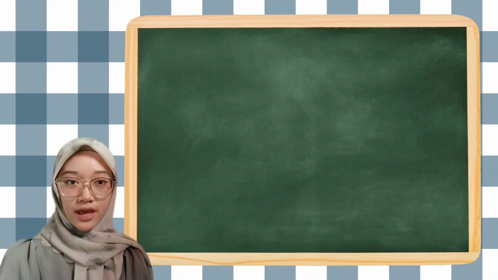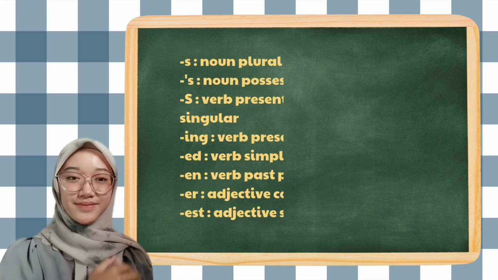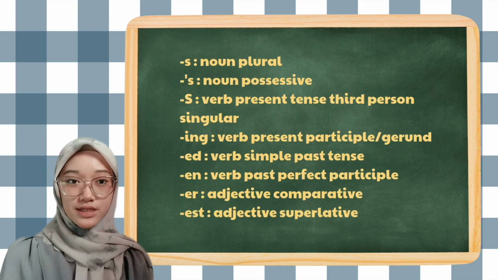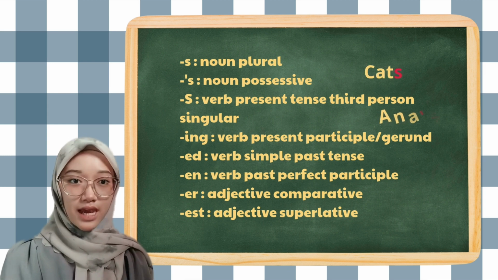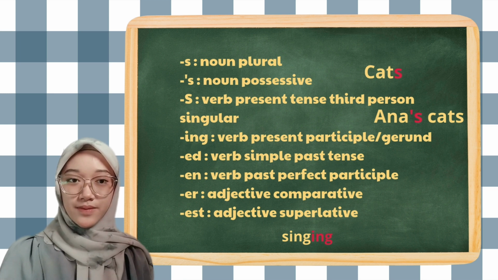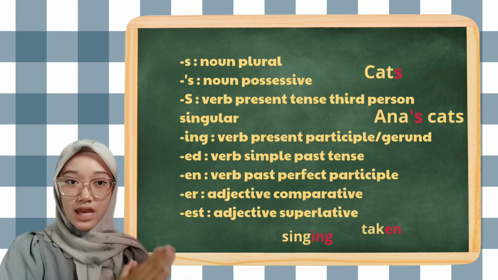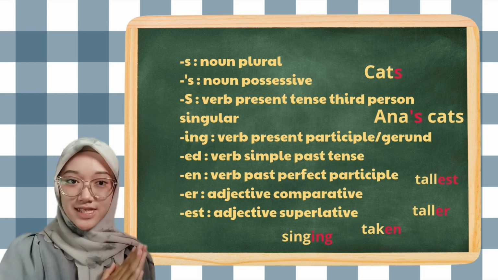We only have 8 inflections, and these are: the noun plural s, for example, cats; the possessive, Anna's cats; the progressive, sing is singing; the past participle, take is taken; and tall, taller, and tallest.